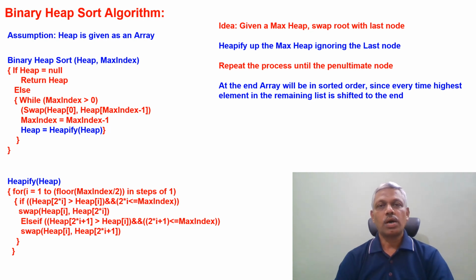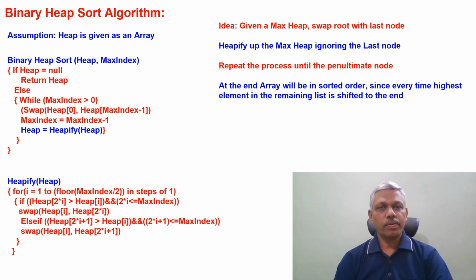Why? Because after swapping, we are not considering that part for the remaining part of the sorting, because that part is already sorted. Max index is equal to max index minus 1, and then the remaining part, whatever is there, has to be heapified. So heap is equal to heapify of heap. So we need to heapify down. This has to be repeated continuously until max index is greater than 0. At the end, we should end up with a sorted array.